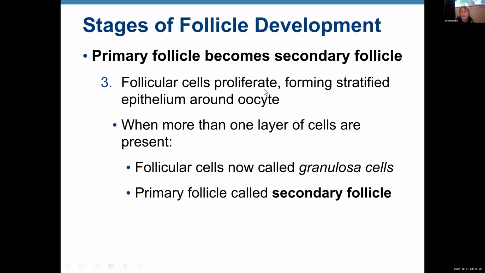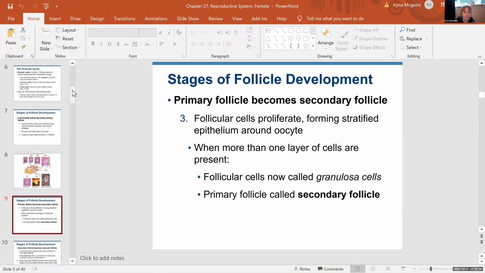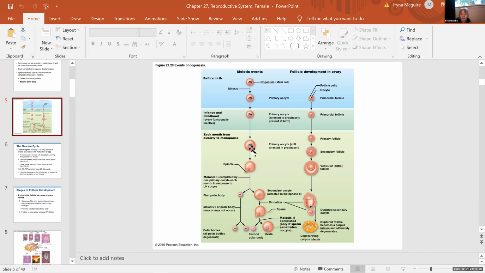Now, follicular cells proliferate, forming stratified epithelium around the oocyte. And when more than one layer of cells is present, we don't call them follicular cells anymore. We call them granulosa cells. And a primary follicle is then called a secondary follicle. And remember the difference between a primary follicle and a secondary follicle. Primary follicle is diploid, so it's 2N. Secondary follicle is already haploid, because, although it did not finish meiosis, remember we reduce ploidy in meiosis 1. It's already finished meiosis 1, so when it's finished meiosis 1, we form a secondary follicle, so that's haploid.